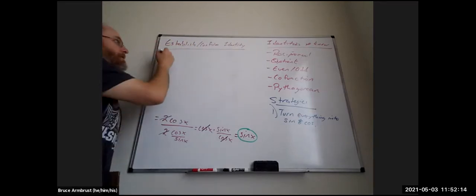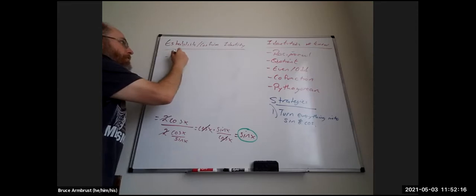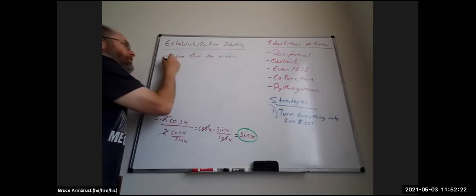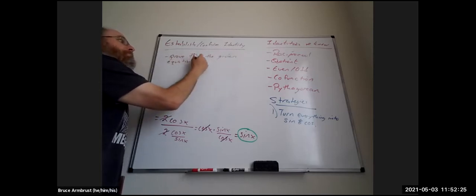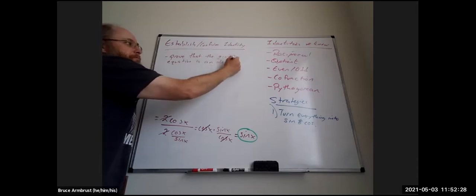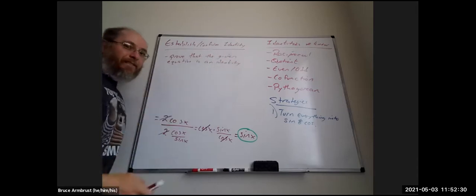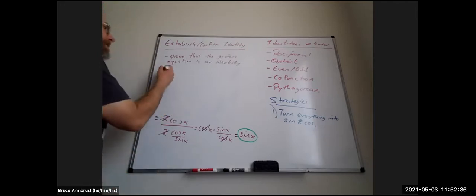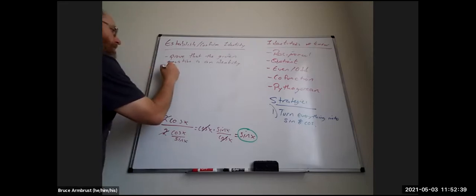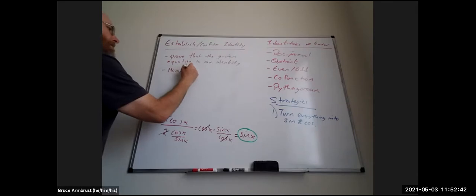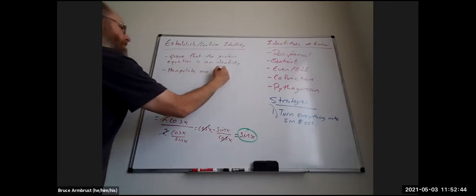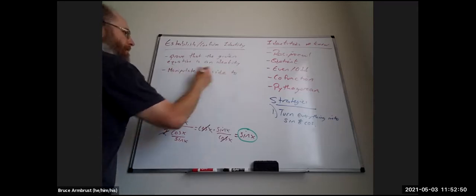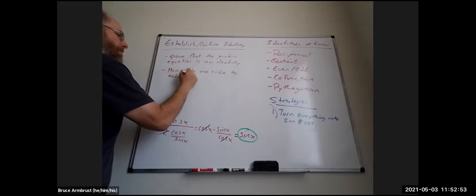Okay, so basically what this is going to mean is that we are going to prove that the given equation is an identity. Just remember, identity means it's always true. Okay? The way that we're going to do this is we are going to manipulate one side and we're going to make it look like the other.